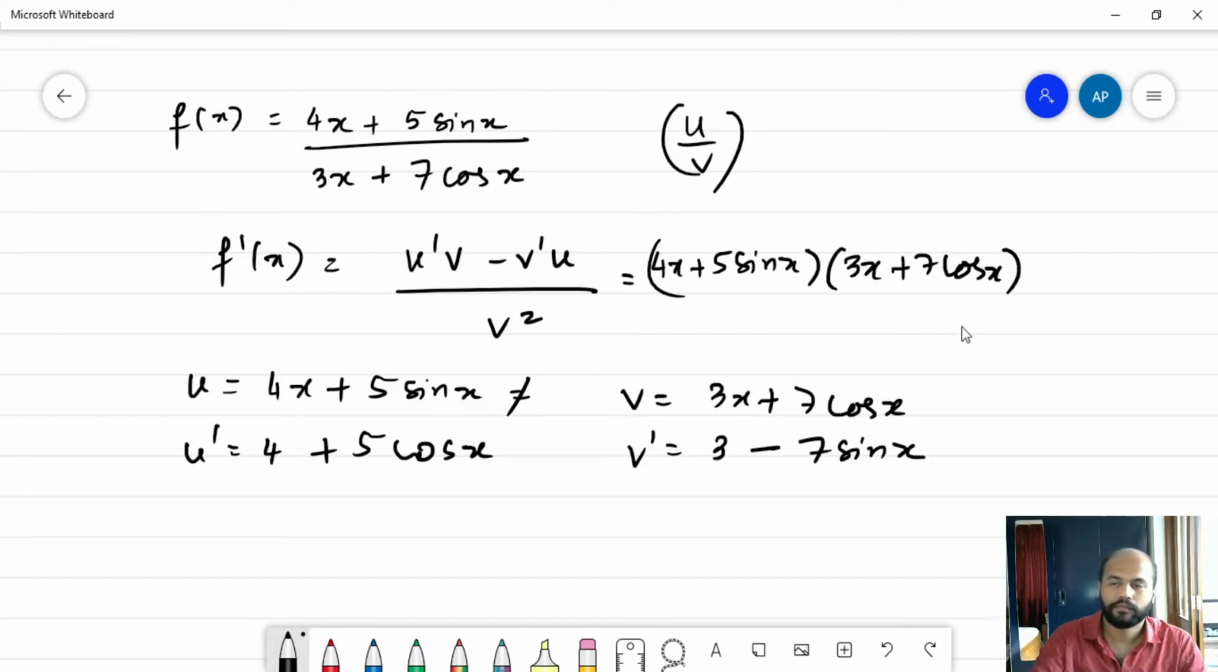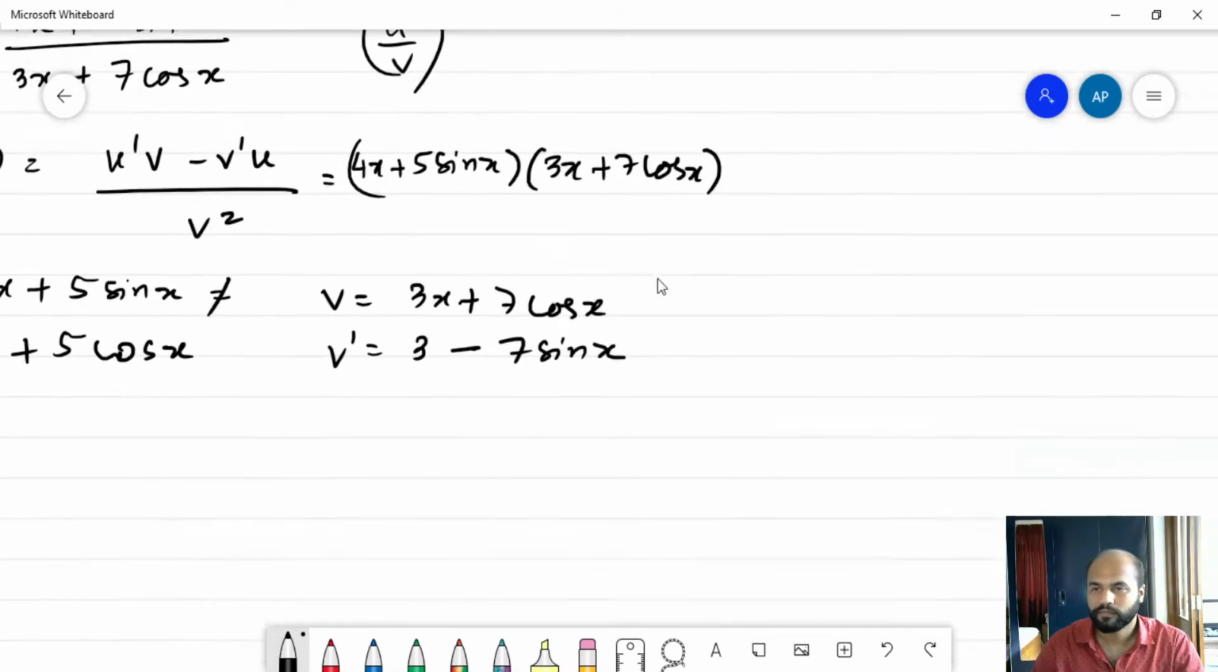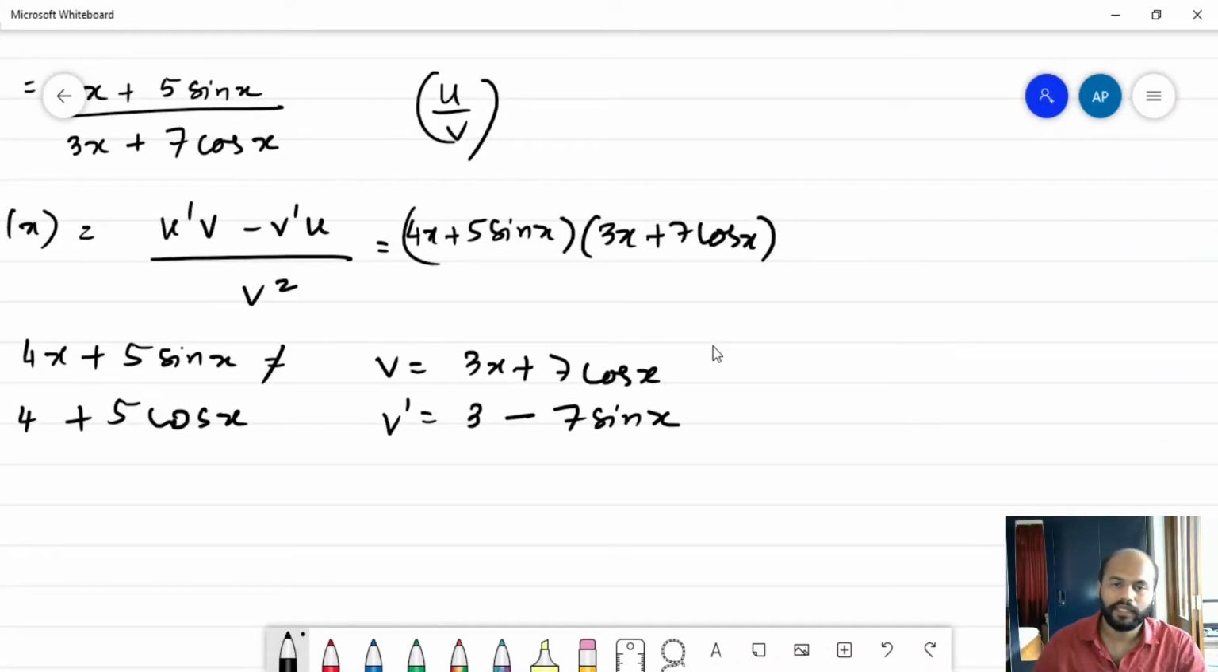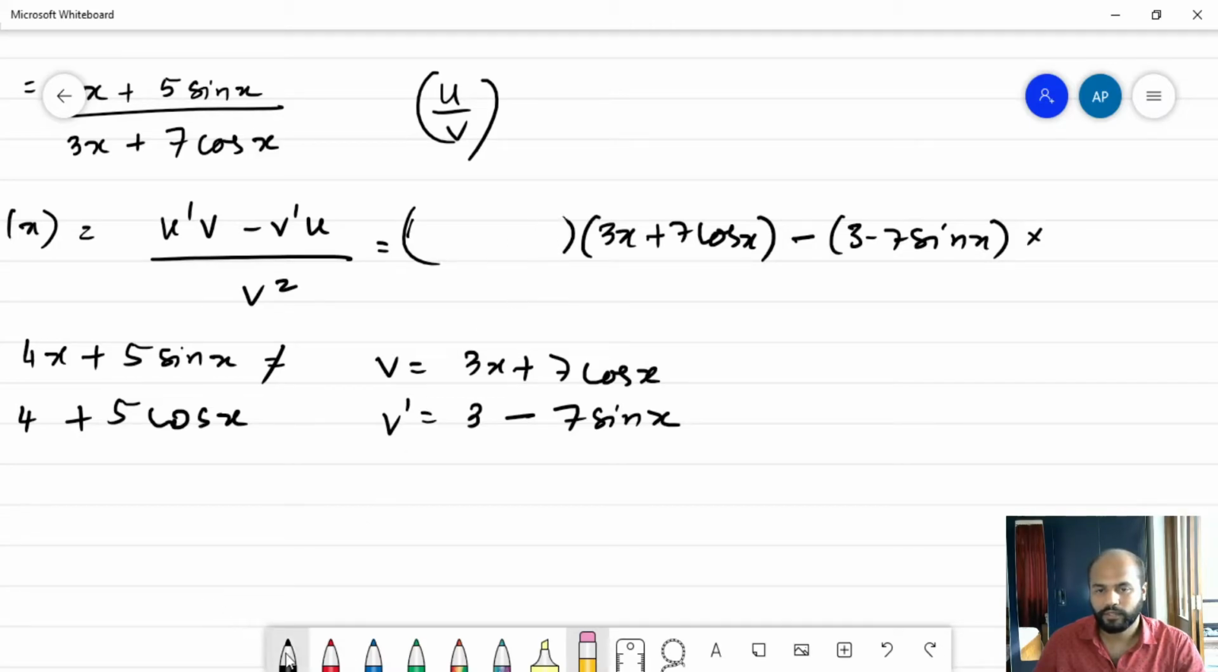Let's continue further. Minus v dash is going to be 3 minus 7 sin x into u, in fact, which is 4x plus 5 sin x. So there's one mistake over here. I am supposed to write u dash, and u dash is 4 plus 5 cos x.